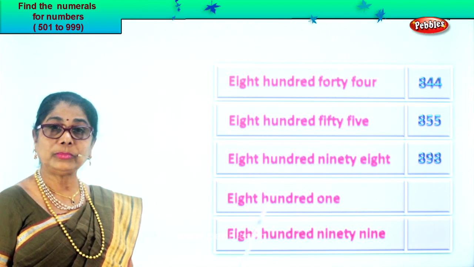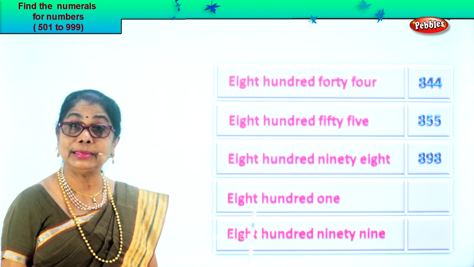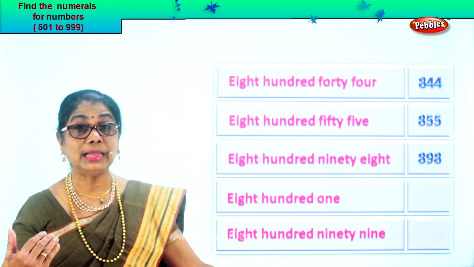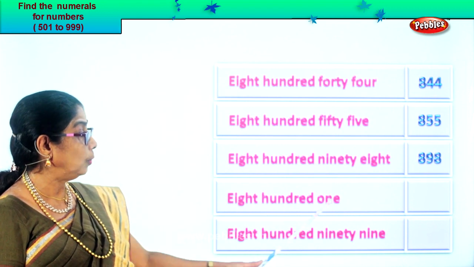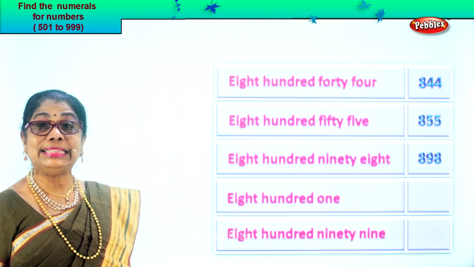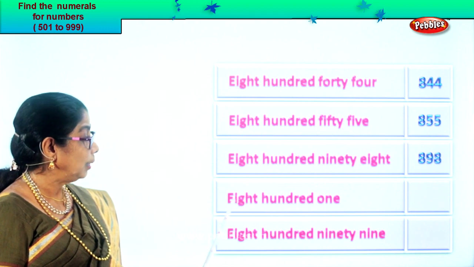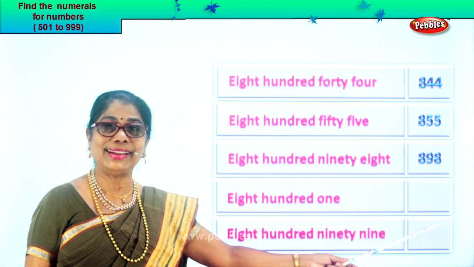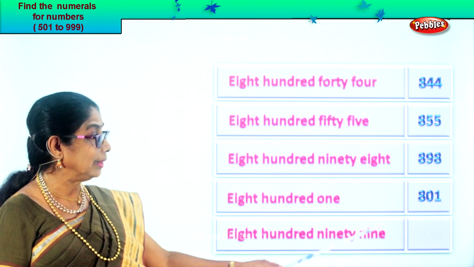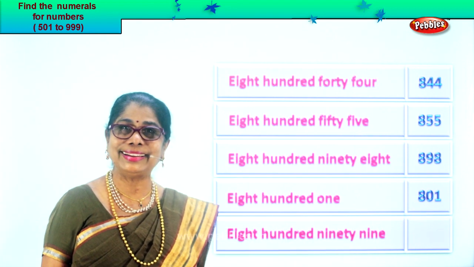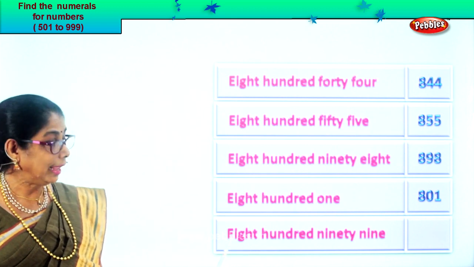801. 8 in the 100s place, 1 in the 1s place, 0 in the 10s place. So you get 801. That is the numeral. So we write in the box 801. Did you enjoy? Good. Next.